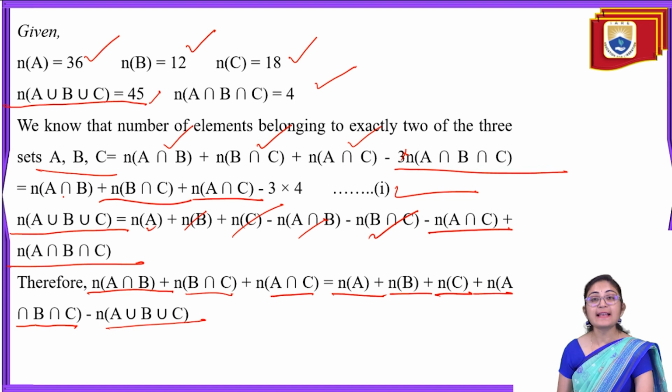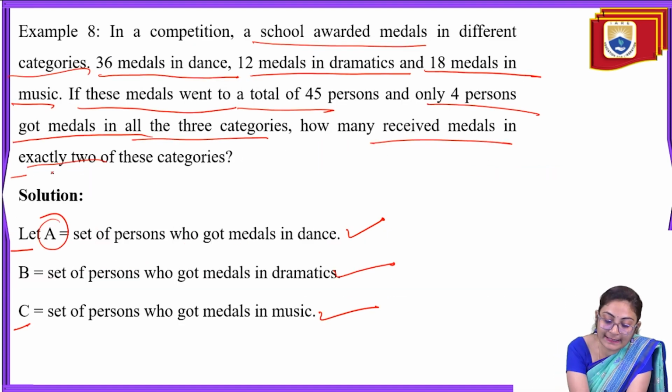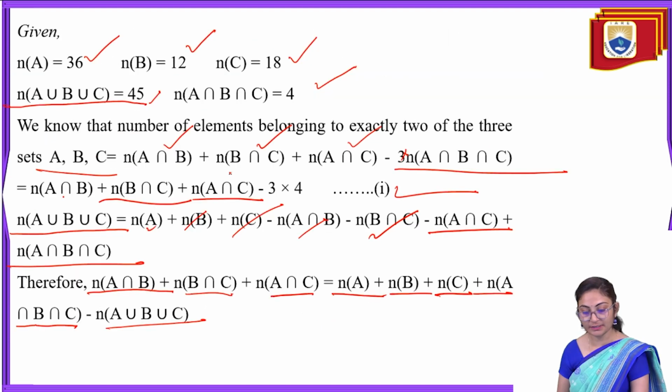So our answer is 13. We got the number who received the medals. Exactly 2 of these categories is 13.